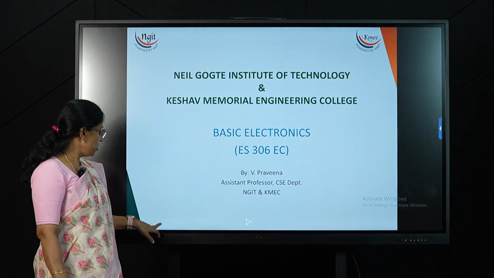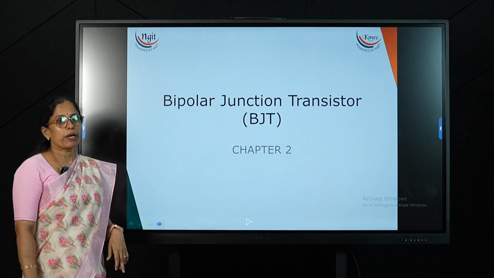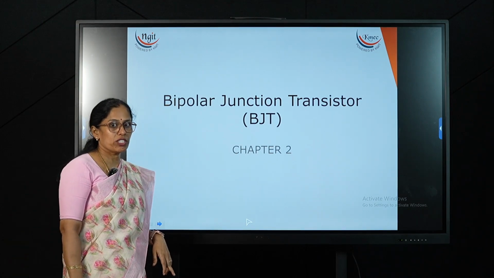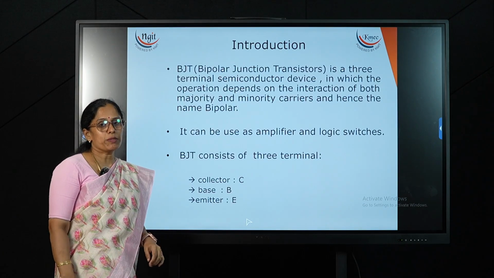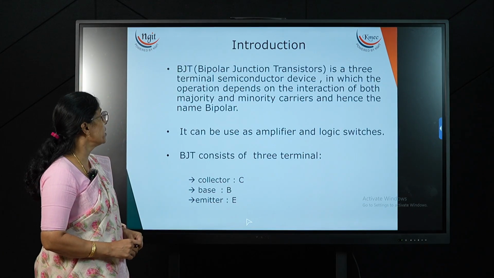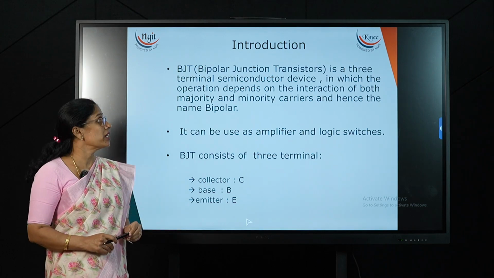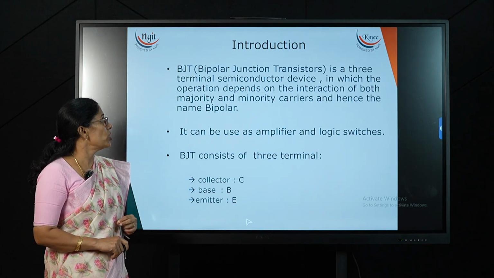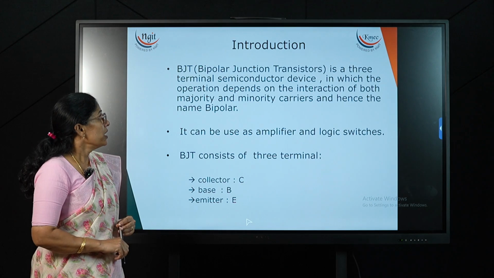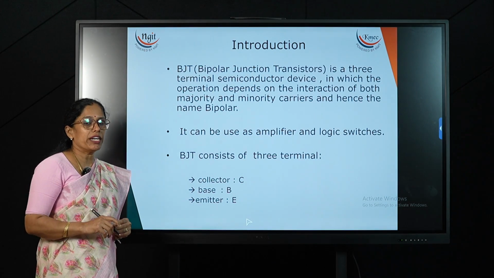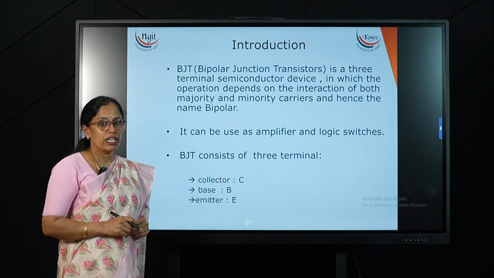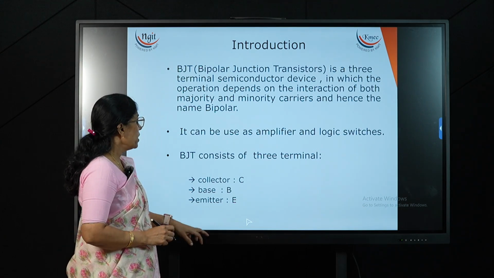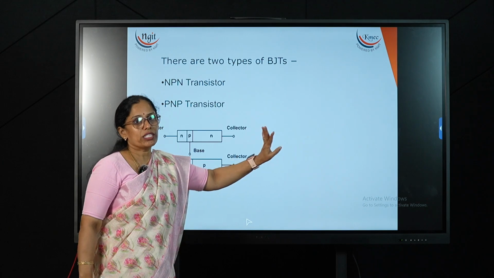In this lecture we study the BJT, Bipolar Junction Transistor, which is Unit 2 of the OU syllabus. Now what is a BJT? A BJT is a three-terminal semiconductor device in which the operation depends on the interaction of both majority and minority charge carriers, and it is used for amplifiers and logic switches.